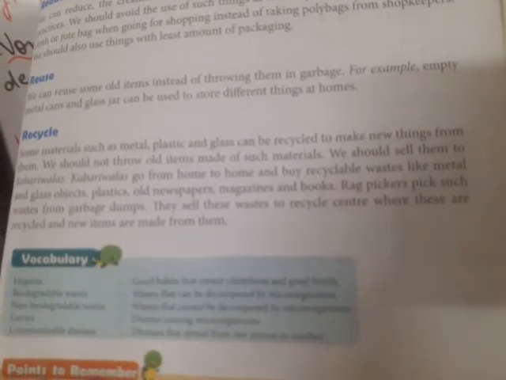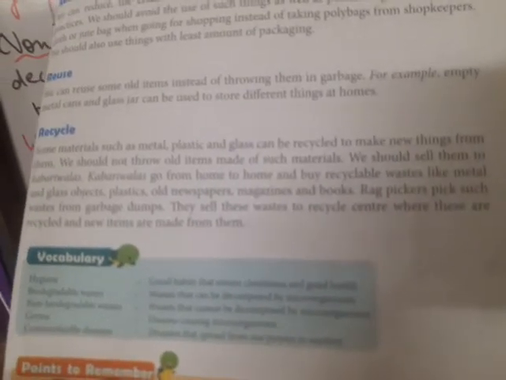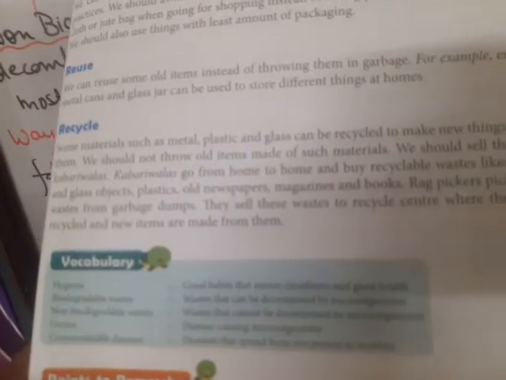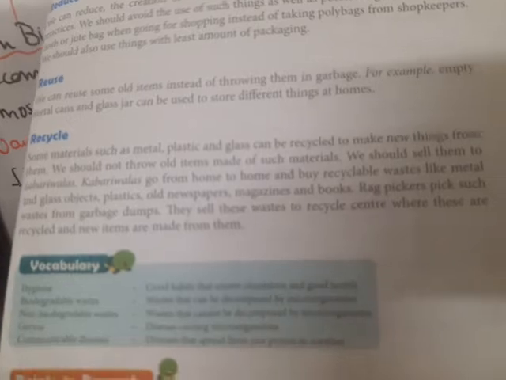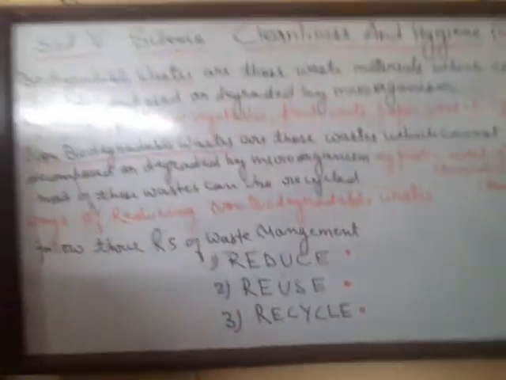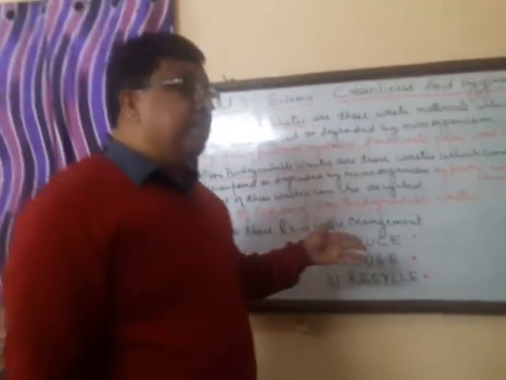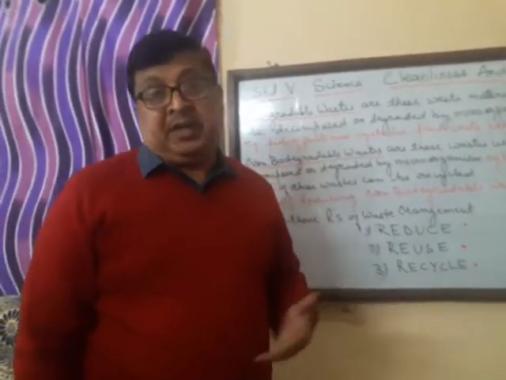magazines and books. Rag pickers, you must have seen the rag pickers. They pick such waste from the garbage dumps. They sell this waste to recycling centers where it is recycled and new items are made from it. Now, this is how we can manage the waste material.